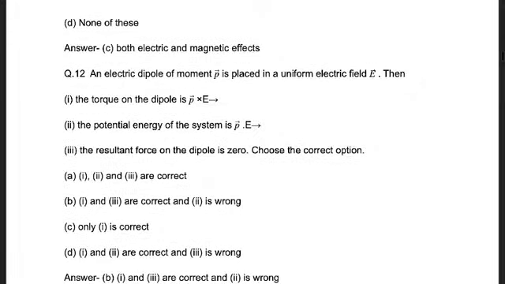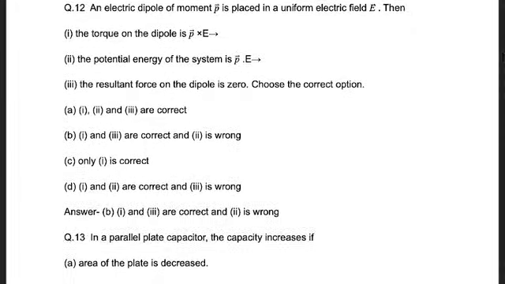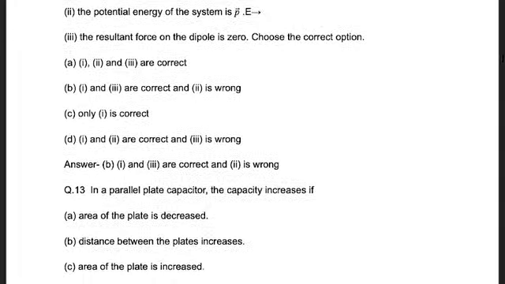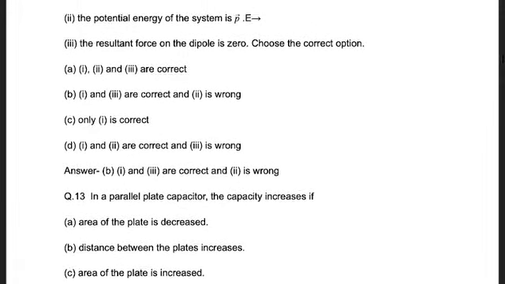Question number 13. In a parallel plate capacitor, the capacity increases if: A. Area of the plate is decreased. B. Distance between the plates increases. C. Area of the plate is increased. D. Dielectric constant decreases.